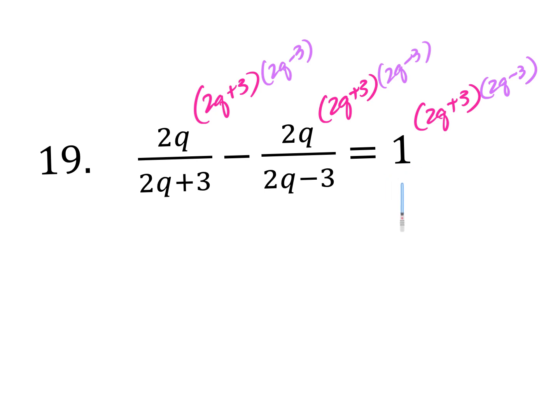What about this little guy? What's his denominator? What if I multiply everything by a 1? Is that going to change anything? No. So, we've got our setup. What's going to cancel out here? The 2q plus 3's are gone. Do you want to go ahead and distribute while we write it? Okay. What would we have?